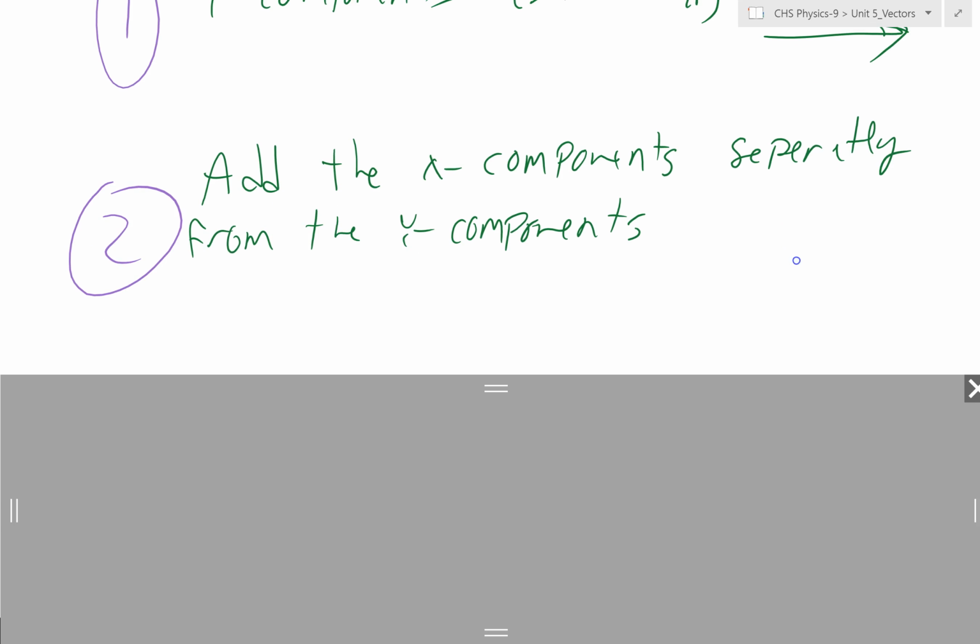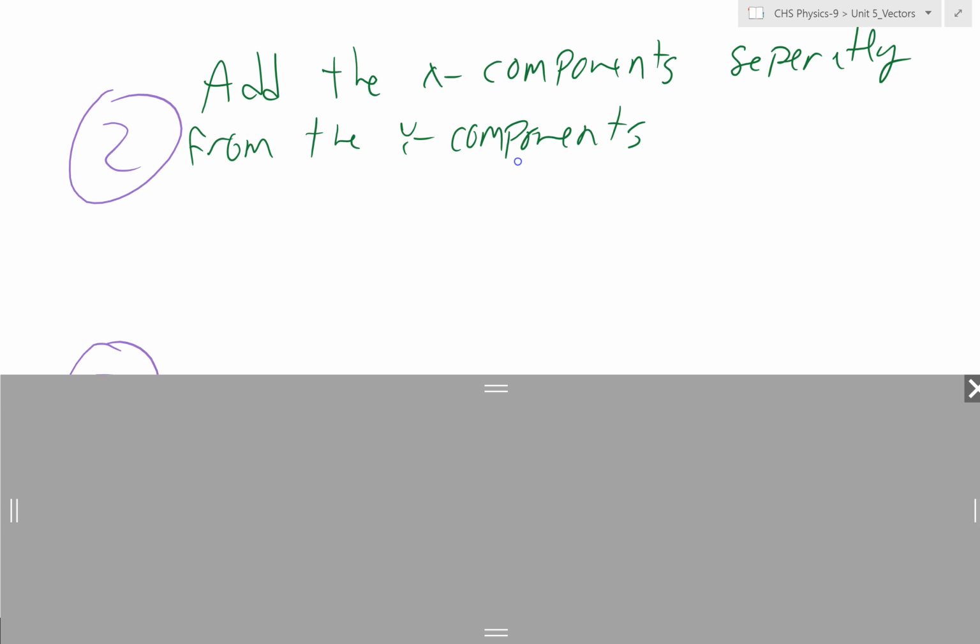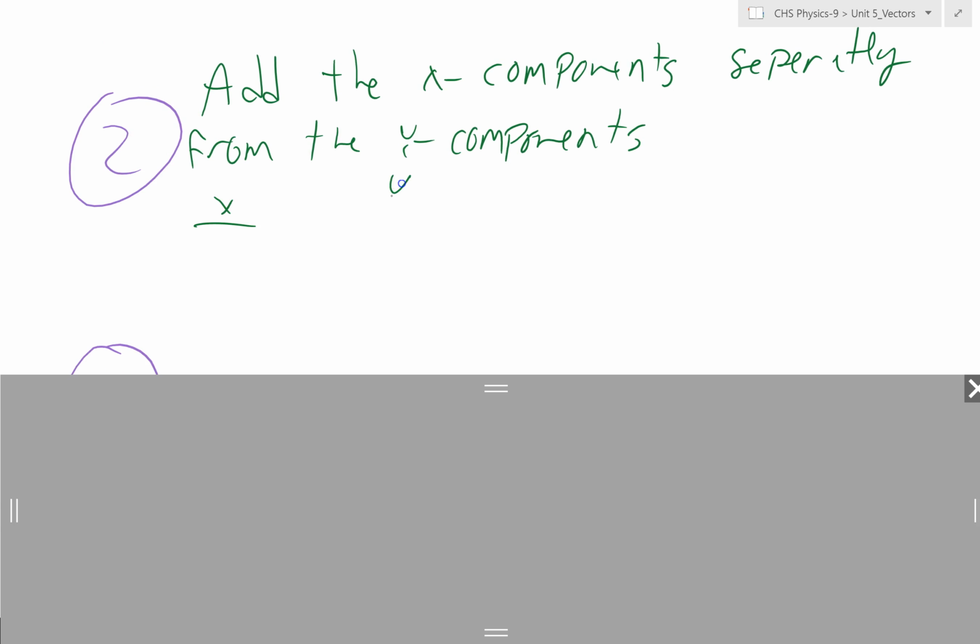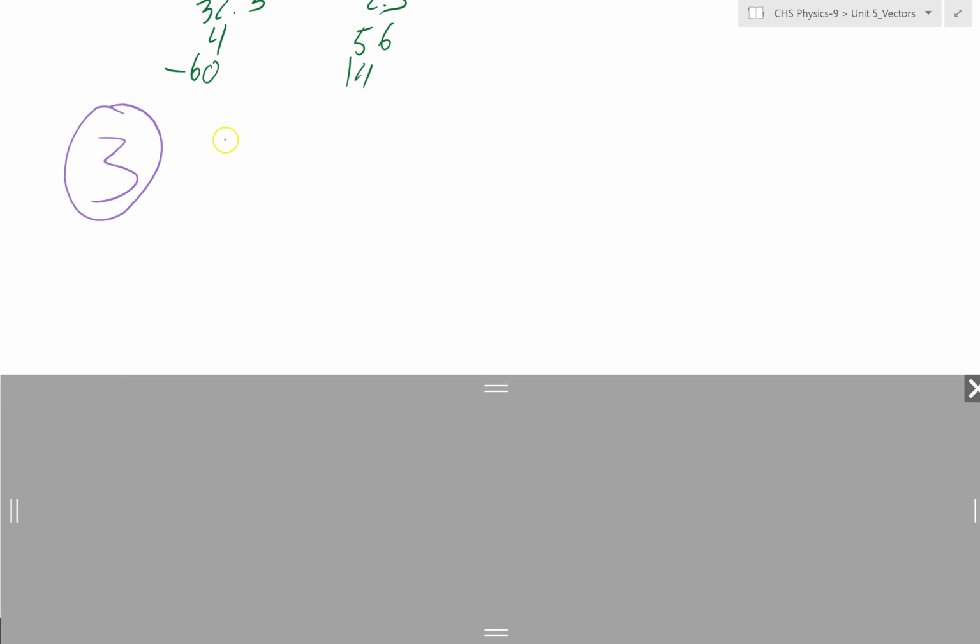In the end, you're going to have a list of x components and y components, and you've got like 32.3, you've got 4, you've got 60, negative 60, and then in the y direction, you might have like 2.3, maybe negative 2.3, 56, and 14. Then you just add these together, and then go from there. And then the last thing you do, you're going to combine the new x and y components with the Pythagorean theorem.